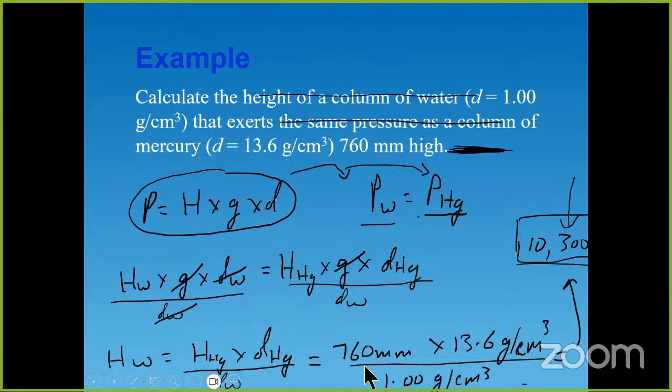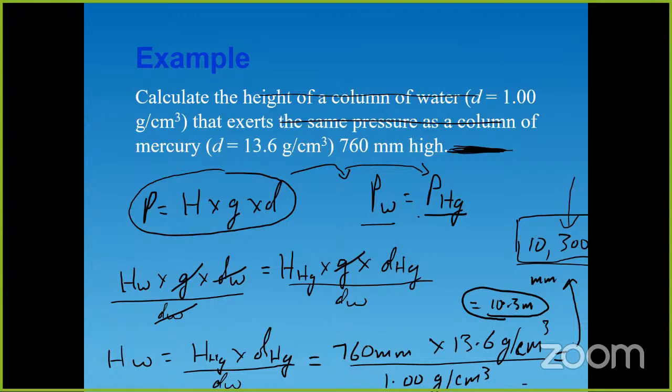And then I plug the numbers in. This is the height of the mercury column times the density of mercury, all right, divided by the density of water. And what do I get? I get this value here, 10,300, and the units here would be millimeters, all right? That would be equal to 10.3 meters, all right? And this is the reason why water is not used.